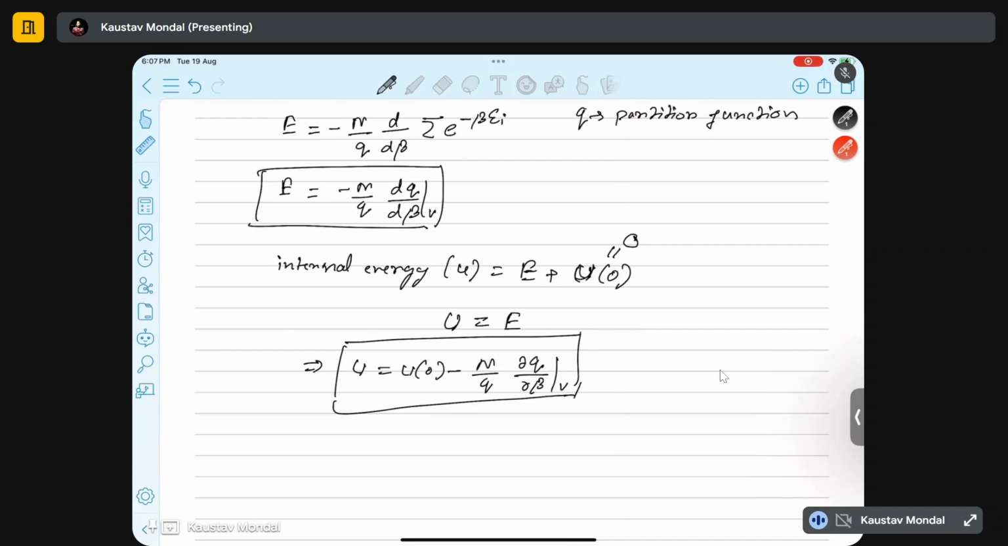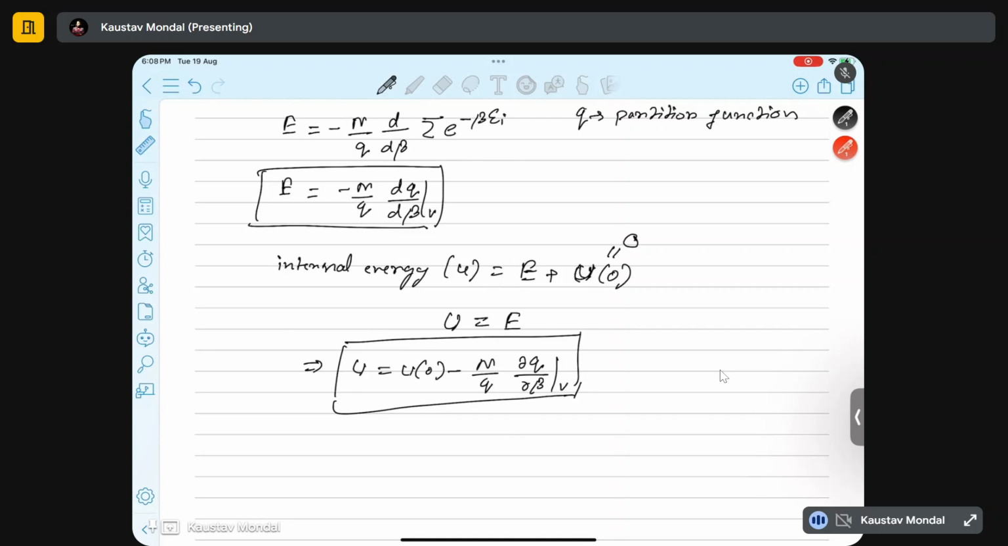Now, using this formulation, we first solved some problems where there are energy states with certain degeneracy. The system consists of different energy states, and each energy state has a degeneracy. In those kinds of systems, we calculated the total internal energy of the system at a particular temperature.